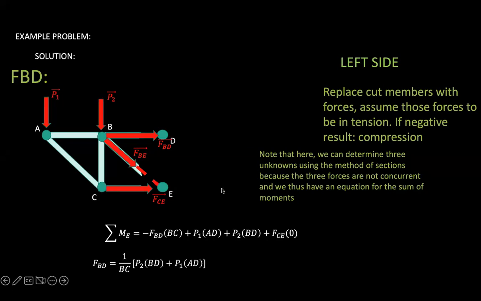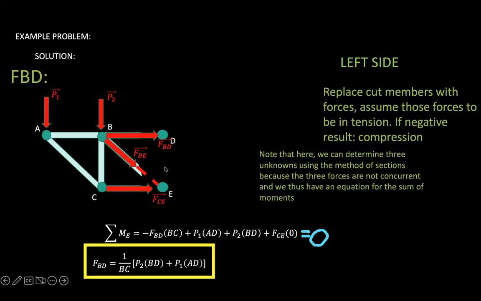So FBD, the force BD, is thus equal to 1 over BC times P2 BD plus P1 AD, as we see over here. Because the sum of the moments is equal to 0. The sum of the moments is equal to 0 because this whole structure is in static equilibrium. And that is our final answer.